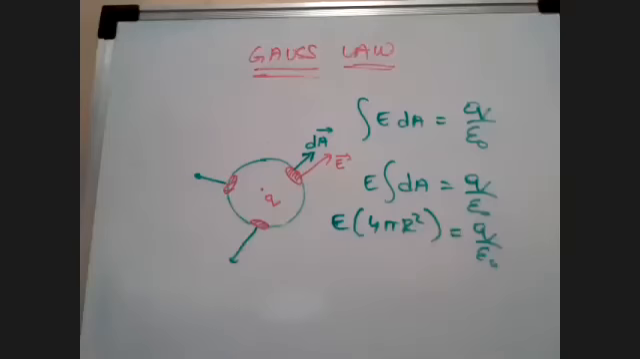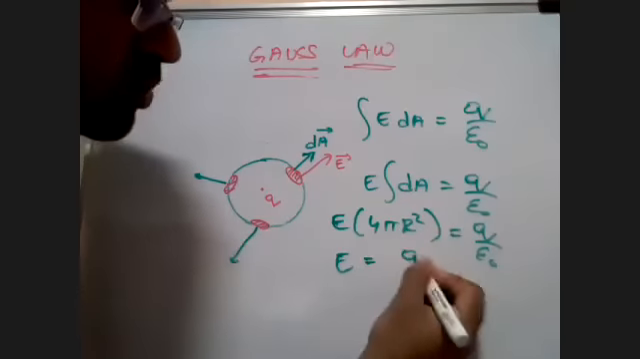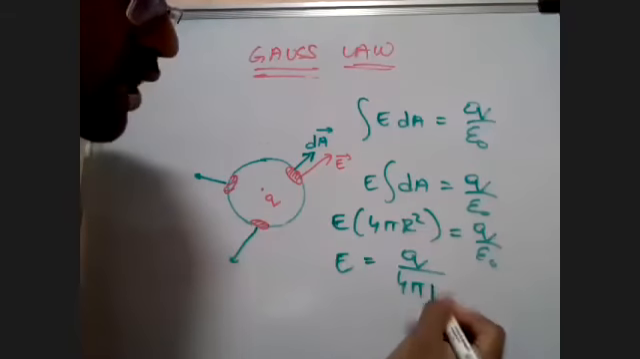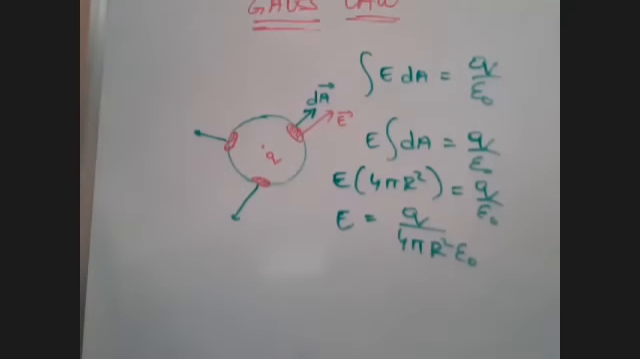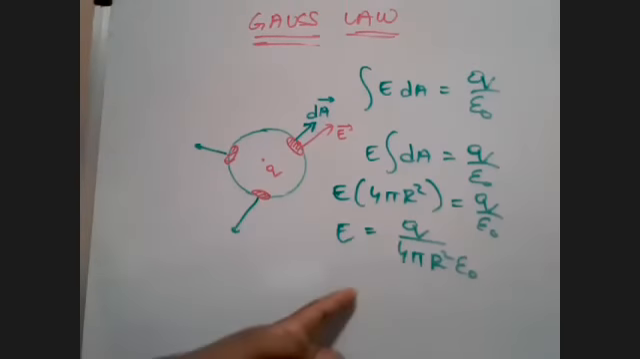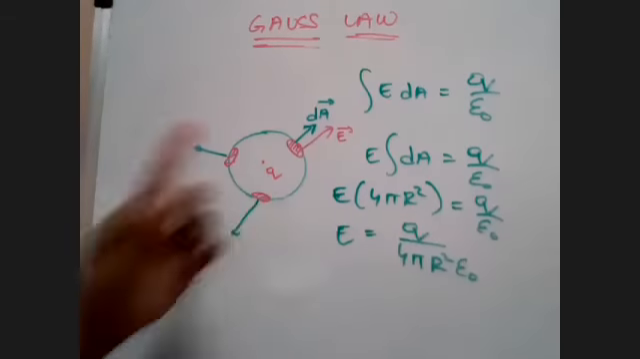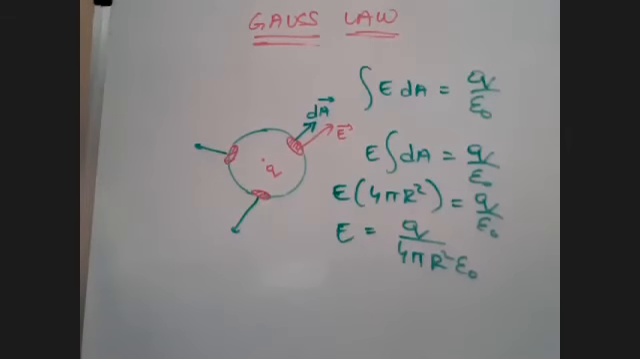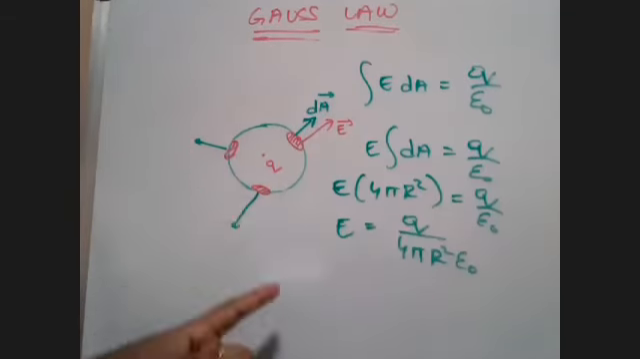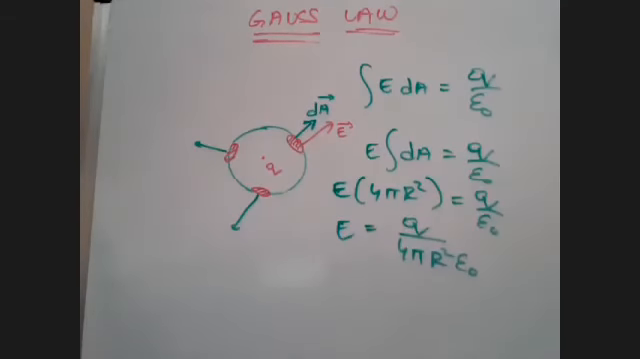And so E will be simply equal to Q upon 4 pi r square epsilon naught. This is the electric field intensity due to a point charge using Gauss's law, with the help of a Gaussian sphere, with the help of a Gaussian surface. Is that clear?